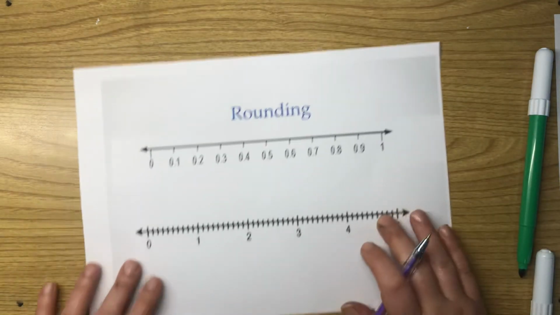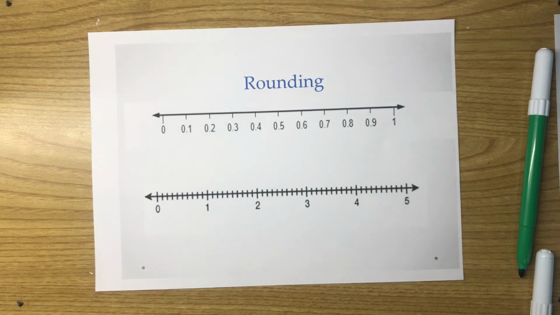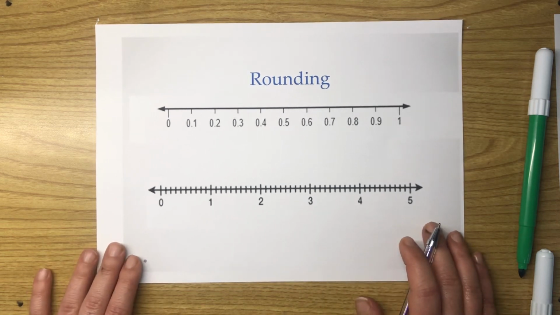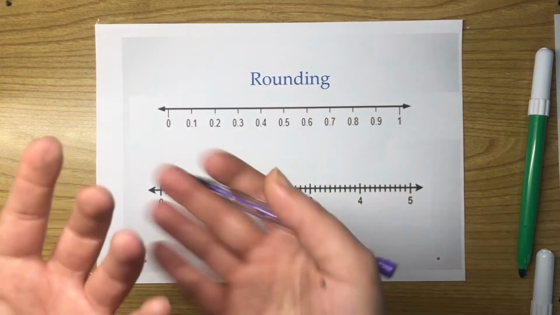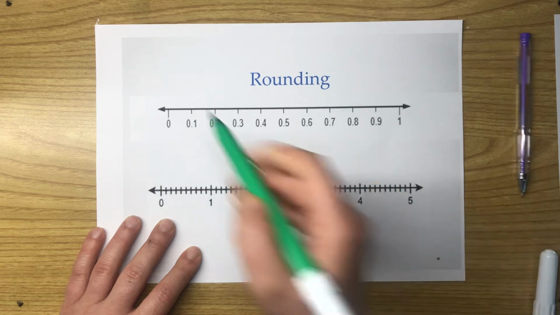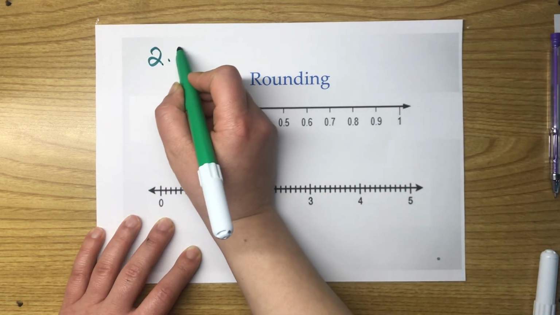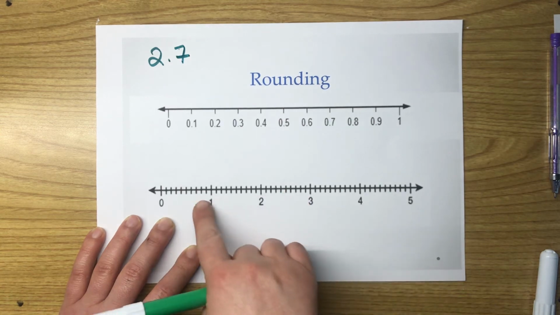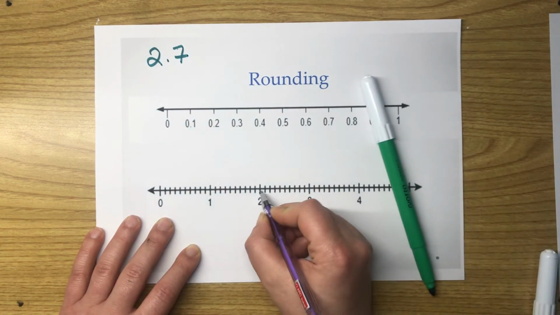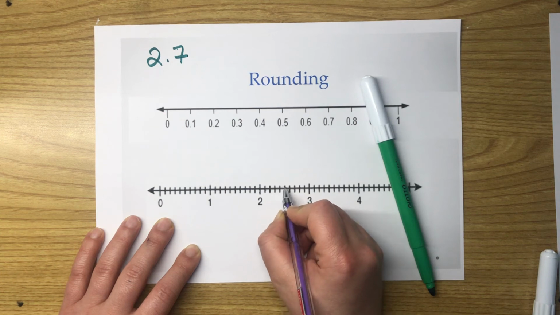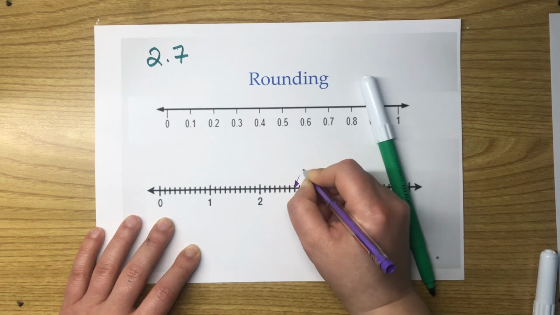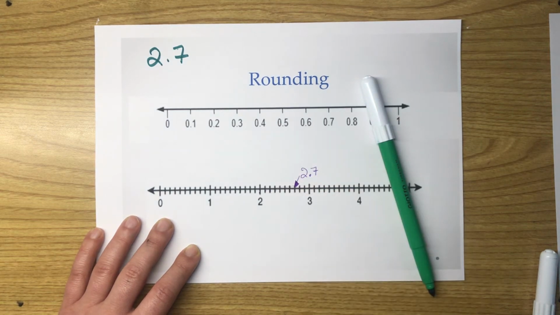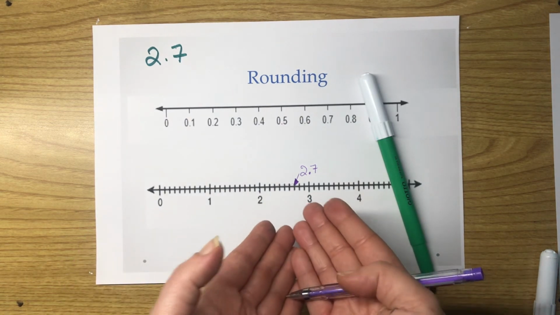Now, rounding. We are going to round the decimal numbers only to the closest whole number. What is the closest whole number? Such as the number 2.7. Where's 2.7? Here. 2.1, 2.2, 2.3, 2.4, 2.5, 2.6, 2.7. So here is 2.7. I'm going to round this number to the closest whole number.